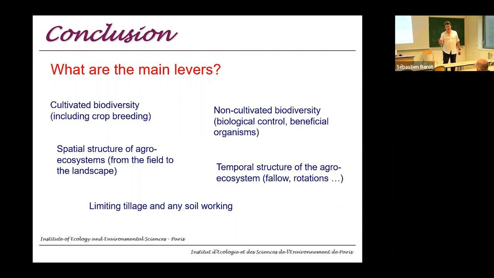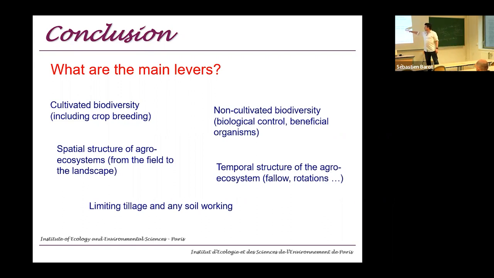For example, we have been talking about adding hedges of trees in your landscape. We have been talking about the structure of agroforestry, where you have to design precisely the way you organize your tree lines, for example. Of course, you also have to think about the temporal structure of your agroecosystems. So you have to think about the biodiversity, the structure of your agroecosystem at a given point in time. But of course, you also have to think about the dynamics of this. And we have been talking about fallow. Fallow is the fact that in the same field along the year, you will not have the same plants.